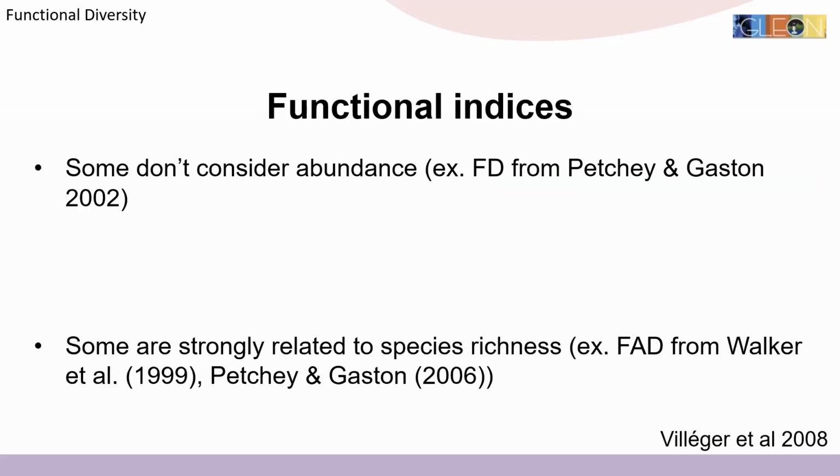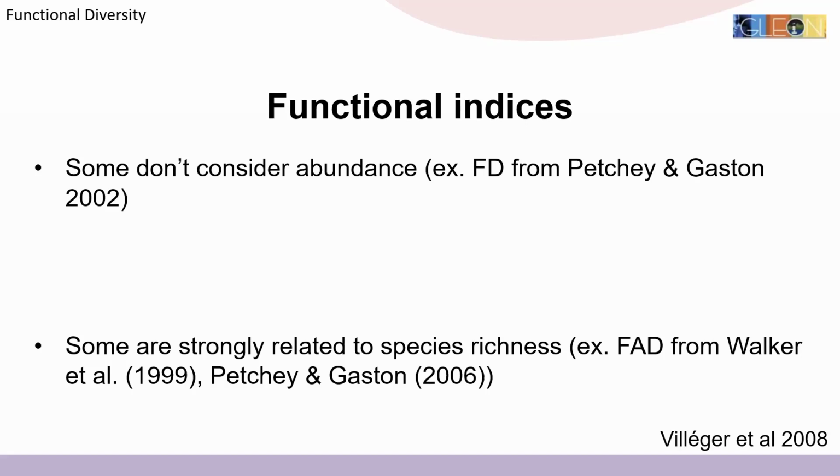So we have some indexes that don't consider the abundance or density of individuals. In some cases, abundance can be important. For example, if you are analyzing the presence of a new predator in that environment, and the predator is extinguishing some traits or some species, abundance can be important for you.